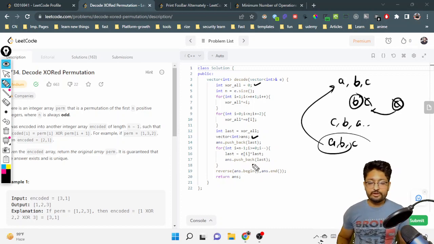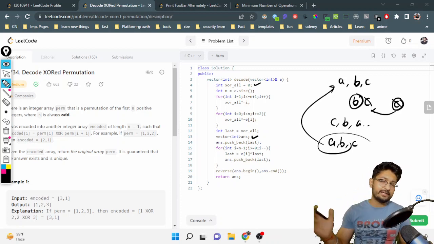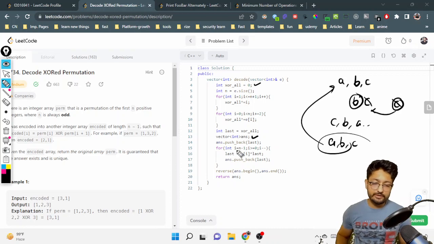You can also, instead of push back, create a new array and push in the front as well, and keep storing it that way. It is completely your wish how you want to store the answer. In the end, you have got the answer and you can just print it out. That's it. That's the complete logic and the code part for this particular problem.